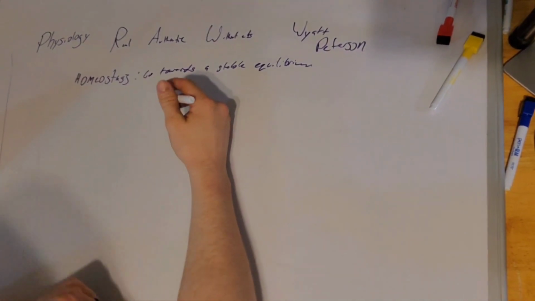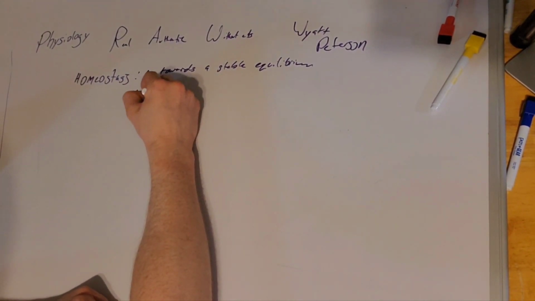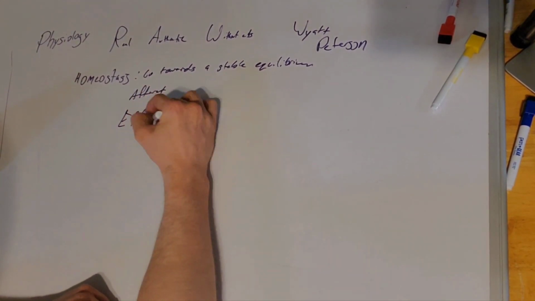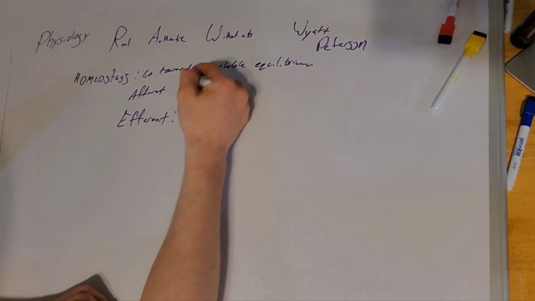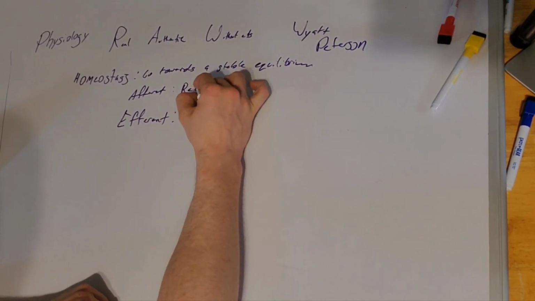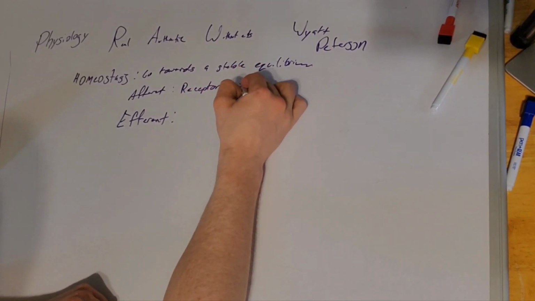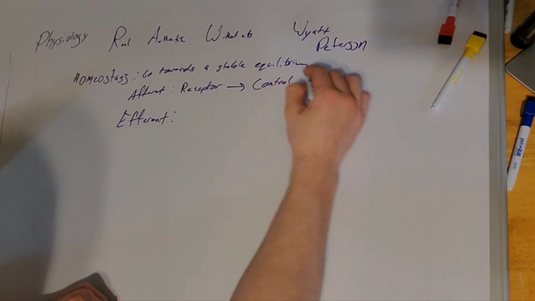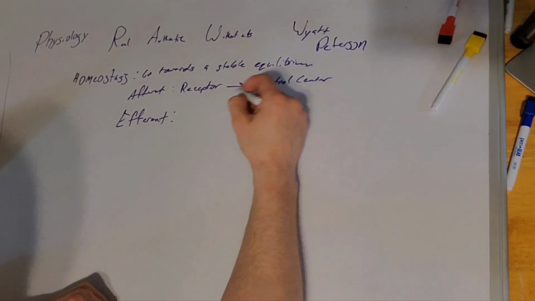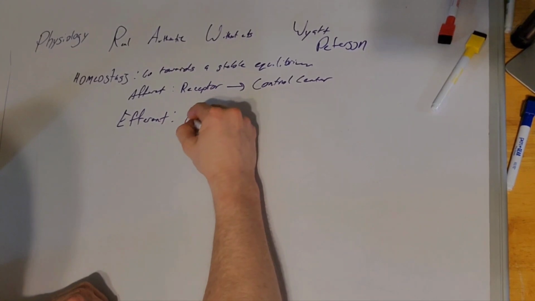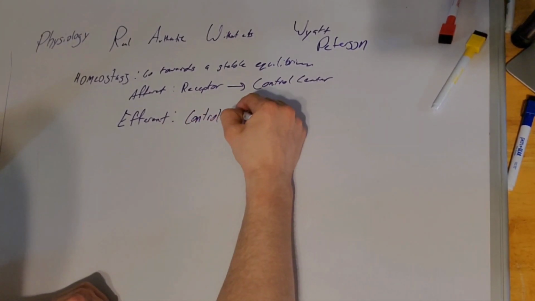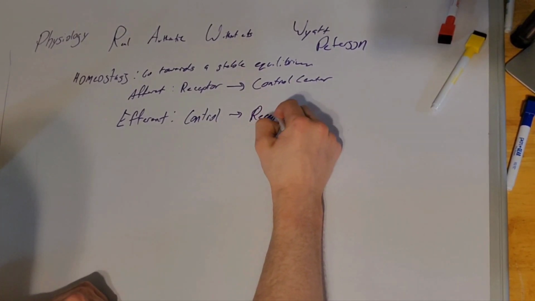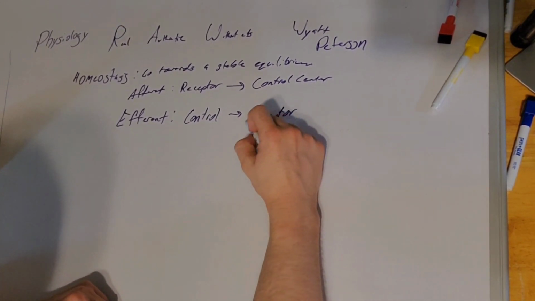Reflex control pathways involve afferent and then efferent pathways. So afferent is a receptor sending a signal to a control center, which is usually the brain, right? Control center. And so the efferent is going to be the control sending a signal back to the affected area. So I'm just going to put receptor, but it's really the affected area.